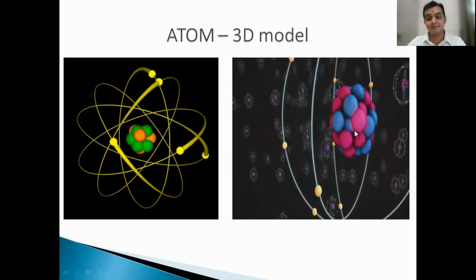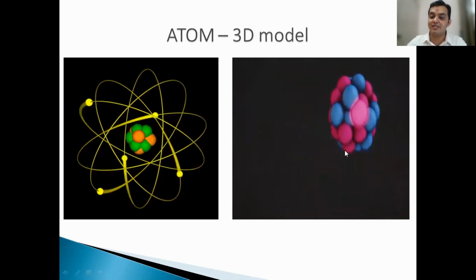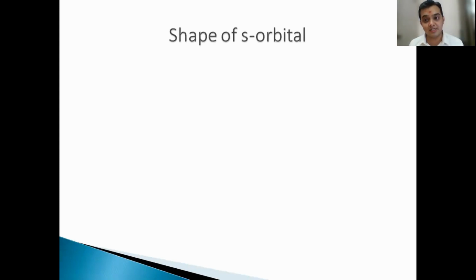Protons and neutrons are at the center. Electrons are revolving around the nucleus. In this atom, there are shells in which electrons are revolving. But in reality, within shells there are also subshells, which make this atom three-dimensional. What are those subshells?